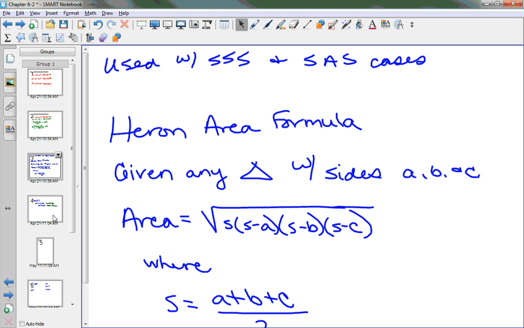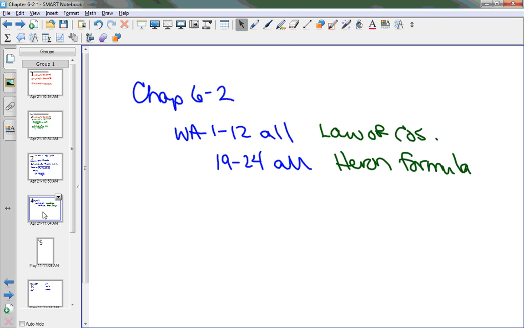You all need your calculators. Tonight's homework is this, for A, 1 through 12 all. That's the law of cosines, and then 19 through 24 is Heron's formula.